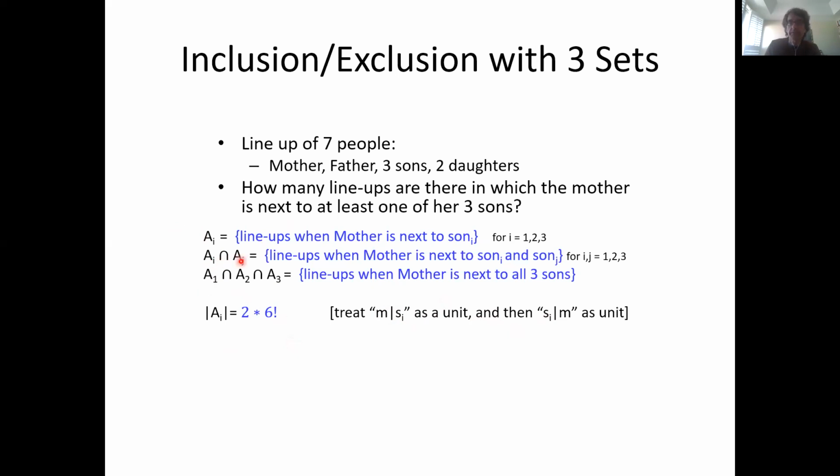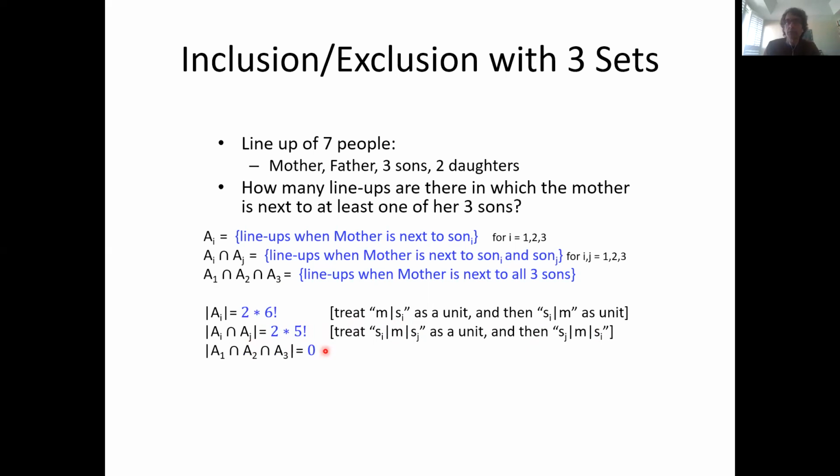What about the cardinality of the pairwise intersections? Okay, so again, you take S_i mother S_j as a unit, but you can also take S_j mother S_i as a unit, right? But either choice you make, now it becomes a way to order 5 different elements, right? The remaining family members and this one sort of hybrid entity. So there's 5 factorial orderings, but there are 2 types. So it's 2 times 5 factorial. And the 3-way intersection is 0.